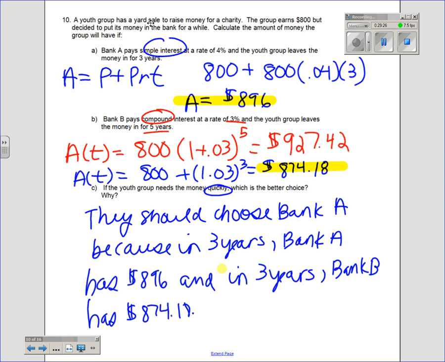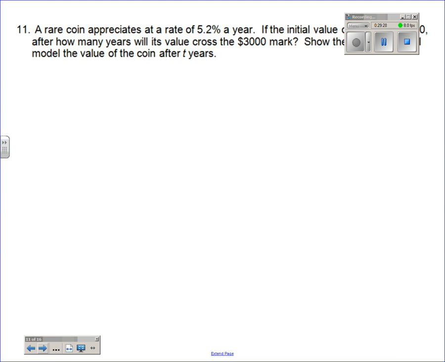Okay. A rare coin appreciates at a rate of 5.2% a year. If the initial value of the coin is $500, after how many years will its value cross the $3,000 mark? Show the formula that will model the value of the coin after 2 years. And this is something that we definitely want to get onto the calculator for.